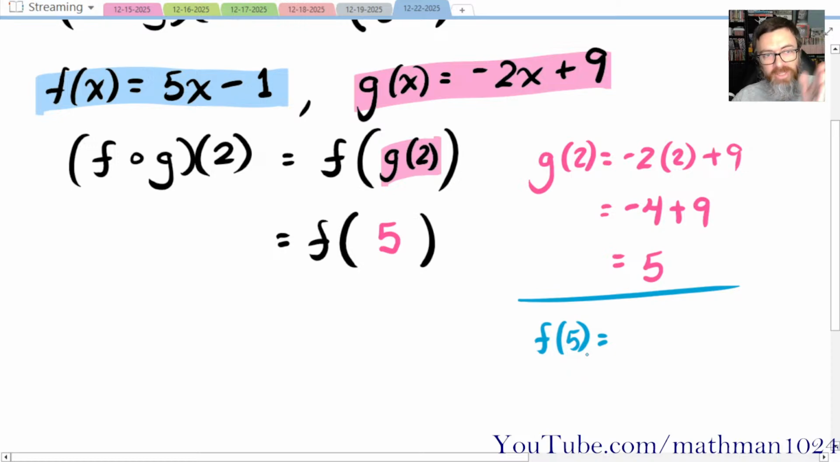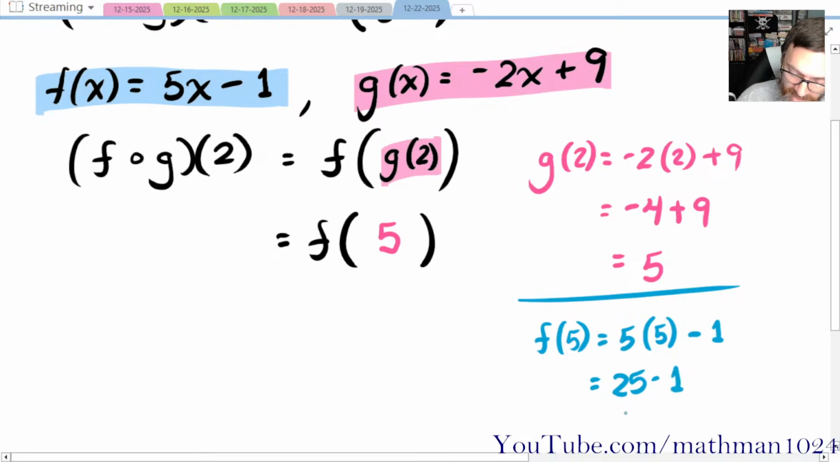So we use the correct function, f of x. Again, this is why I like to use colors. So that's 5 times 5 minus 1. So 25 minus 1 equals 24. So the end result is 24.